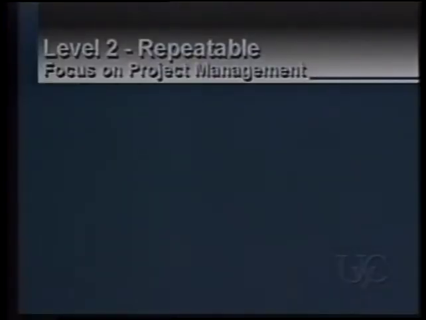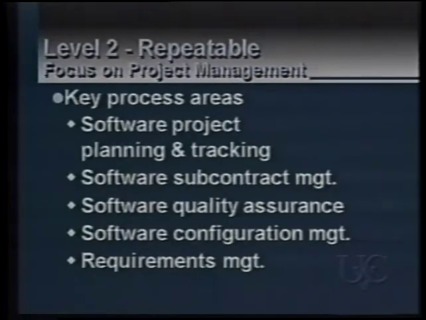Level 2, the repeatable level, has a focus on project management. Organizations that are assessed to be at level 2 have gotten their projects under control in several key areas. You'll see the key areas listed on this slide and on subsequent slides talking about levels 3, 4, and 5. The key process areas for a level 2 organization mean that the organization knows how to begin management and control of the software projects on which they're working and on the defects and quality of those software projects.